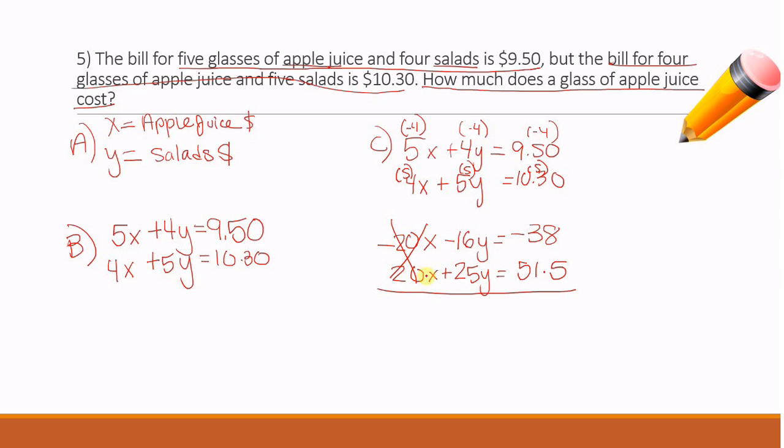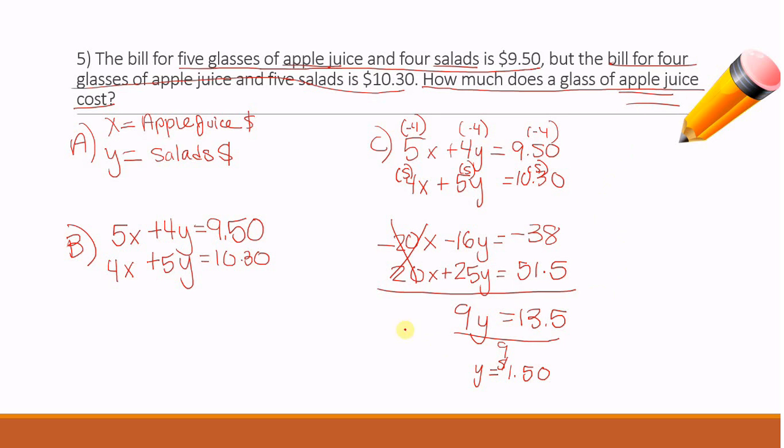Now let's add the 2 equations together. So 20x and -20x are going to cancel. -16 plus 25, that is 9y. If you try that on your calculator quick. 51.5 minus 38 should be 13.5. And then solving for y, our first step should be to divide by 9 and we get 1.50. So I know salads cost $1.50 each, but they wanted to know about apple juice.